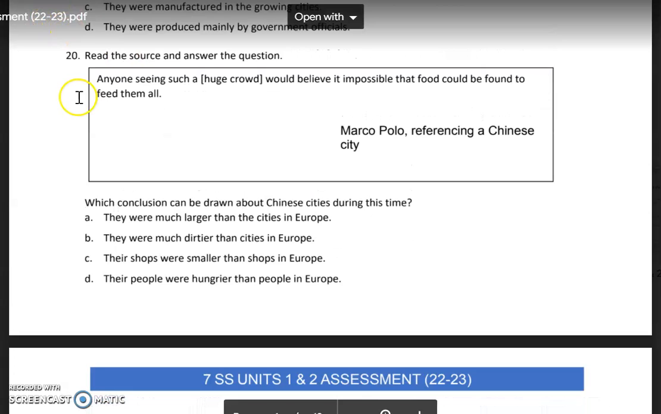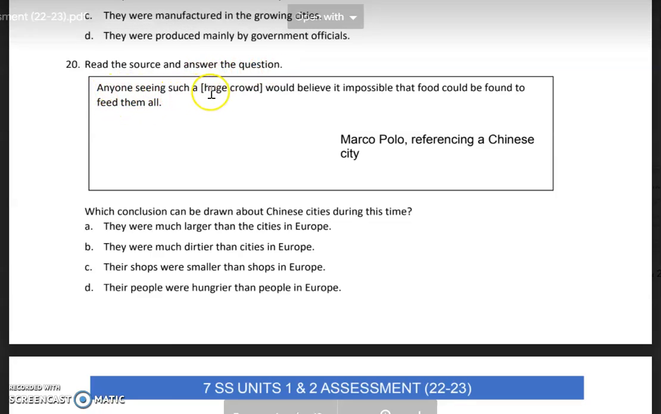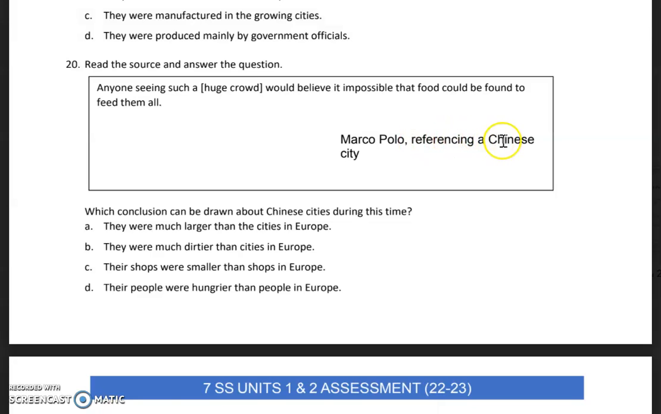20. Read the source and answer the question. Anyone seeing such a huge crowd would believe it impossible that food could be found to feed them all. Marco Polo, referencing a Chinese city. Which conclusion can be drawn about Chinese cities during this time? A. They were much larger than the cities in Europe. B. They were much dirtier than the cities in Europe. C. Their shops were smaller than shops in Europe. D. Their people were hungrier than people in Europe.